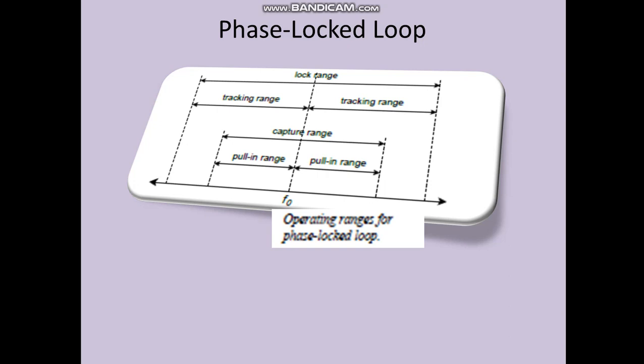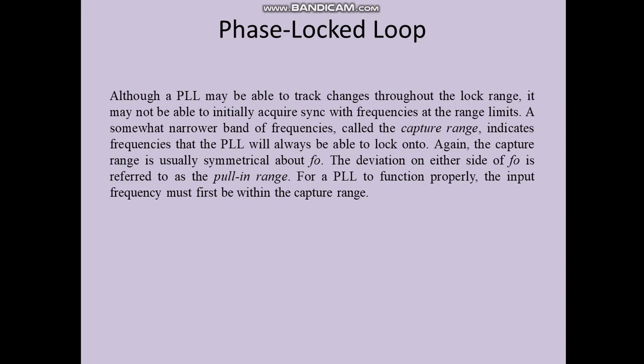F0 is the center frequency. There is a capture range around F0 and a tracking range around F0. So these ranges you have to remember: tracking range, capture range and lock range. The capture range is the range where the PLL is operating. Now you should be able to track the ranges with the help of the PLL.